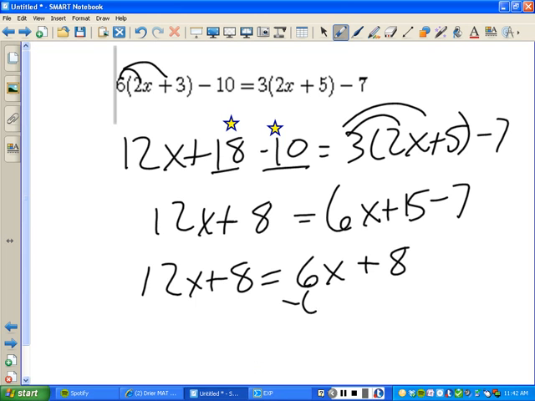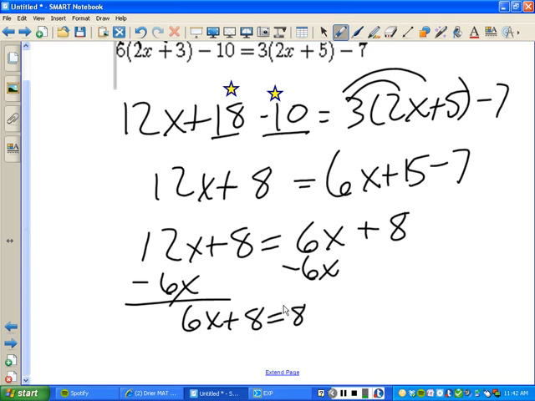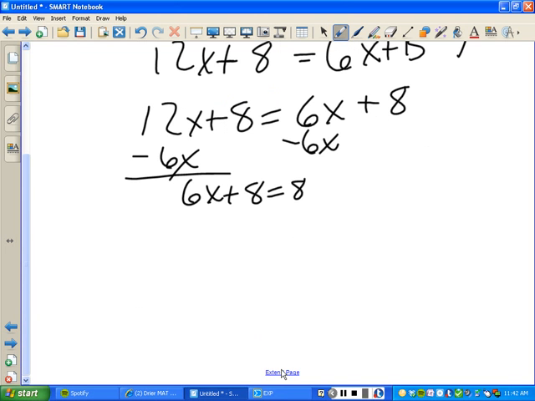Subtract 6x. Subtract 6x. 6x plus 8 equals 8. Now subtract 8, subtract 8. 6x equals 0. And now what are you supposed to do? Divide by 6, divide by 6.